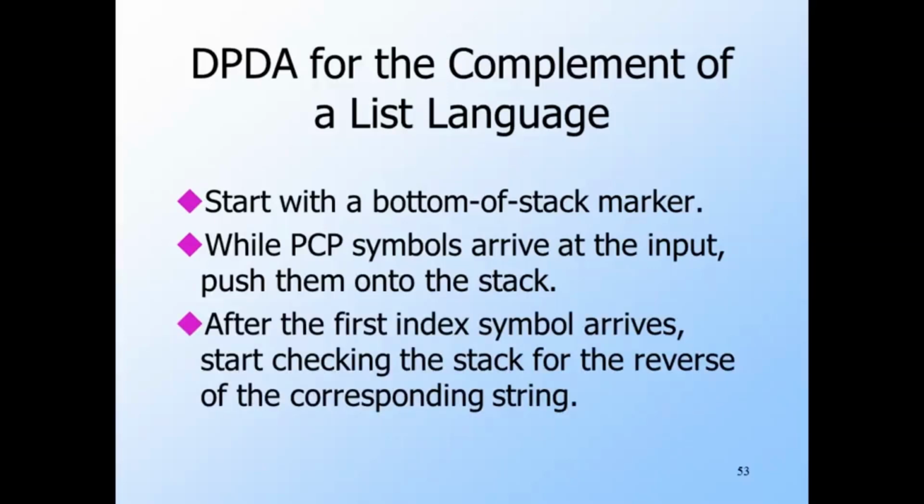After the first index symbol arrives, start checking that the proper strings appear on the stack. That is, if we see an index symbol AI, then check that the proper WI appears on the stack with the right end of WI at the top. The PDA pops all the symbols of WI if so. Note that we're assuming this is the complement of the list language based on the first components.